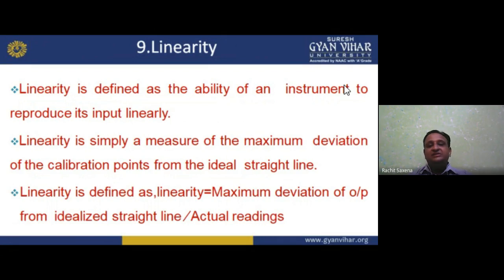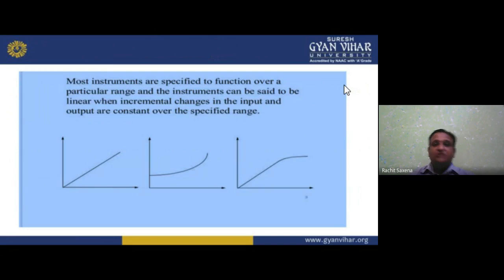Now linearity is simply a measure of the maximum deviation of the calibration points from the ideal straight line. Linearity is equal to the maximum deviation of output from the idealized straight line over the actual readings. Now it looks like this.